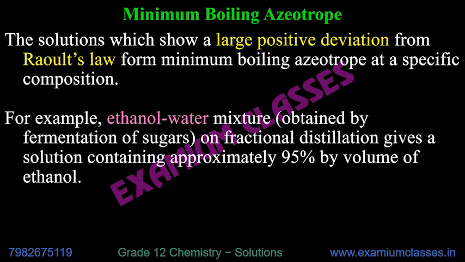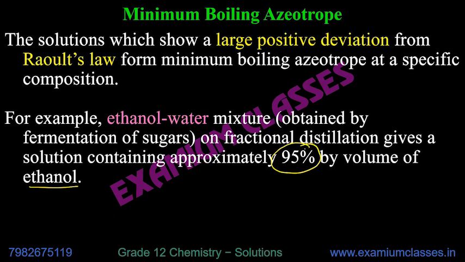Example of minimum boiling azeotropes. Ethanol water mixture obtained by fermentation of sugar. Fermentation of sugar gives us ethanol water mixture. On fractional distillation gives a solution containing approximately 95% by volume of ethanol. You know fermentation by yeast.